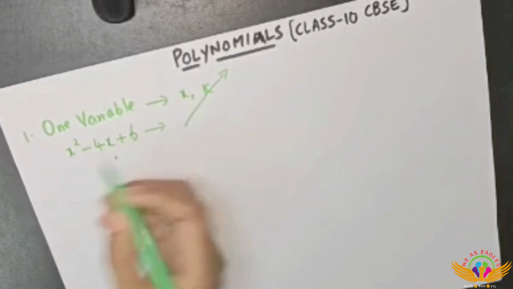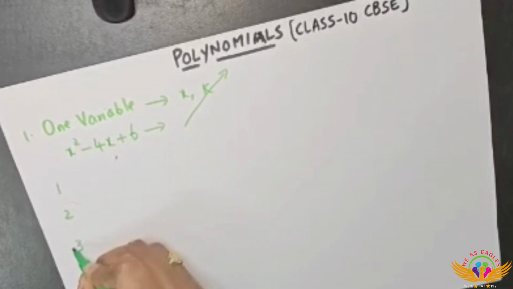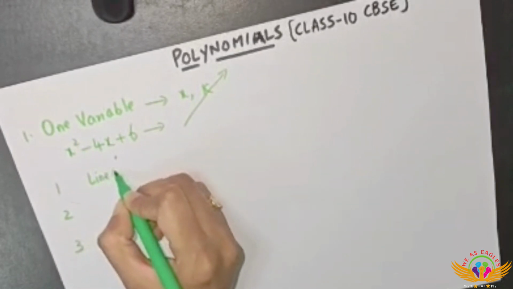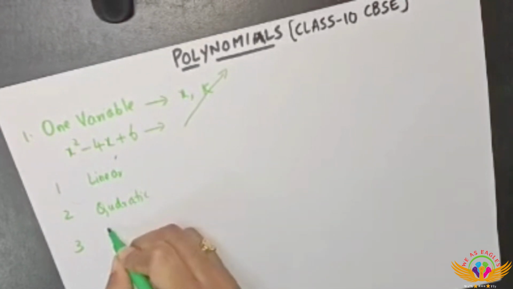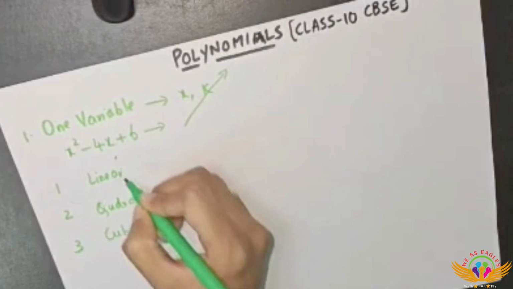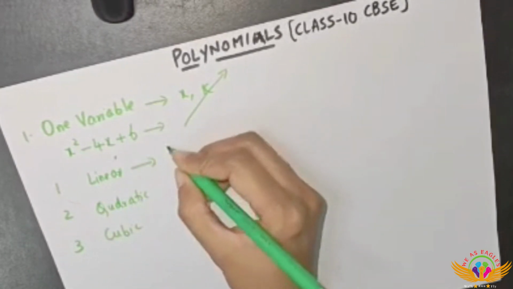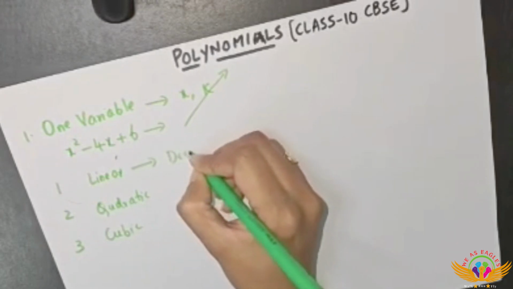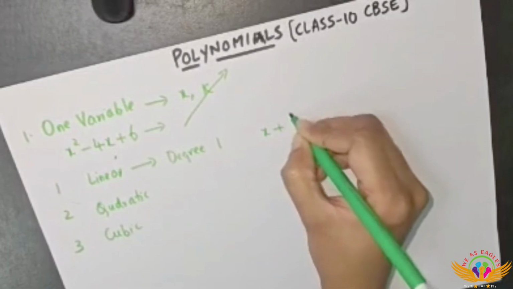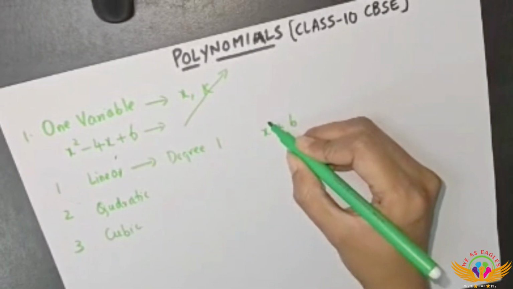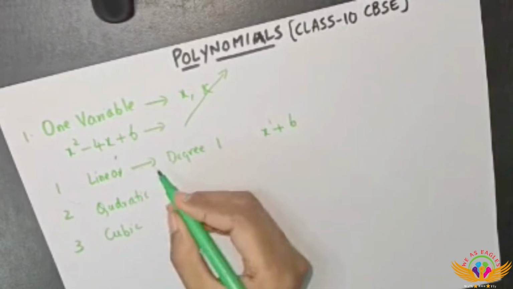Alright, we have almost three types of polynomials. They are linear, quadratic, and cubic. What is a linear polynomial? A linear polynomial has a degree 1 in its equation. For example, x plus 6. Here the degree of x is 1. So it is called a linear polynomial.